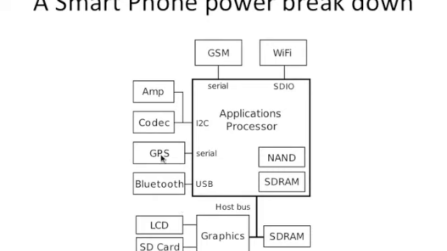GPS is there to help you to do locationing, and you have certain other components like long-term storage with SD card, some external memory, display, graphics controller, and on-chip non-volatile storage, and some on-chip memory. So this particular system these people studied had all these components, which are typical of most smartphones.